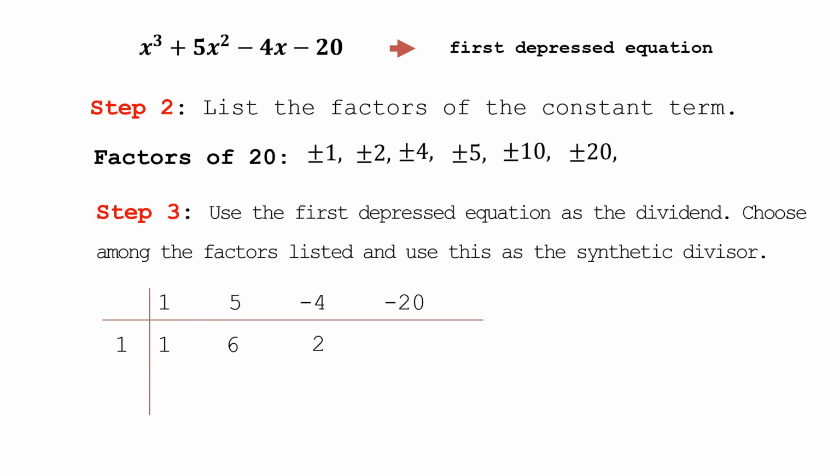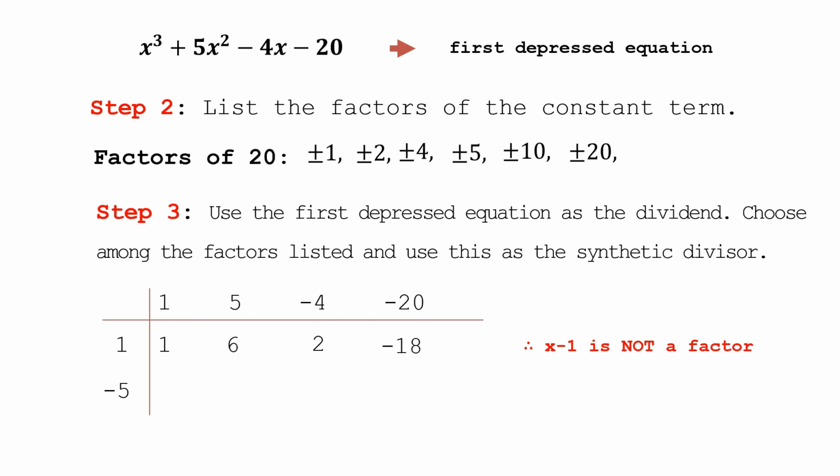And then we multiply again. 2 times 1 is equal to 2. 2 plus negative 20 is equal to negative 18. Since our remainder is not equal to 0, that means x minus 1 is not a factor. Let us use another factor.